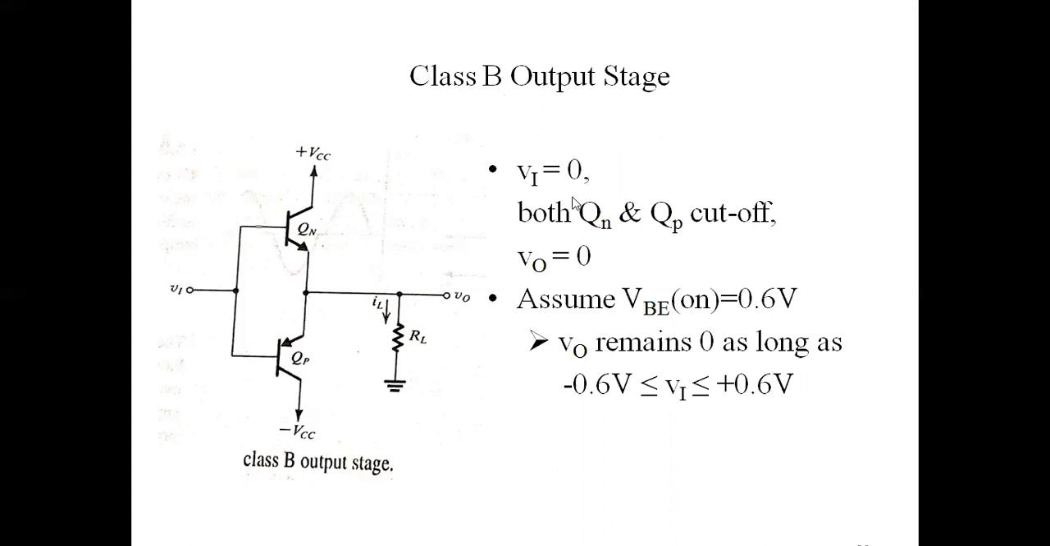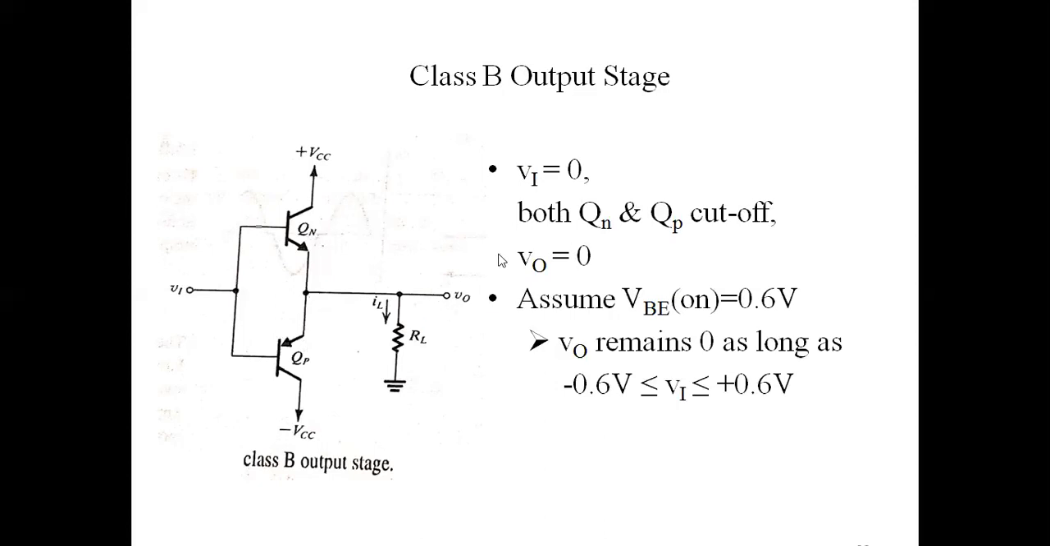When the input voltage, that is Vi, is equal to 0, then both the transistors, that is the NPN transistor as well as the PNP transistor, are in cutoff stage, and therefore the output voltage is 0. So when the input is equal to 0, both the transistors Qn and Qp are in cutoff, and therefore the output voltage is 0.